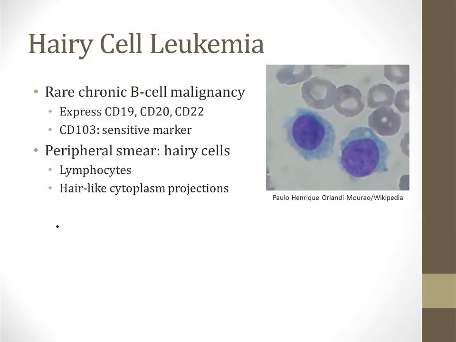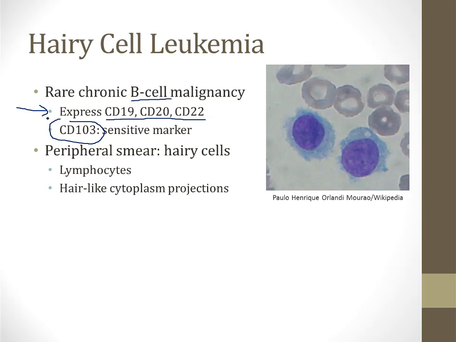Our final chronic leukemia for this module is called hairy cell leukemia. It gets this name because of a characteristic appearance of the malignant cells on peripheral smear. This is a rare B cell malignancy. The malignant cells usually express B cell markers like CD19, CD20, and CD22. They also often express CD103. If you see expression of CD103 together with B cell markers, that's a very sensitive finding that's present in most cases of hairy cell leukemia.